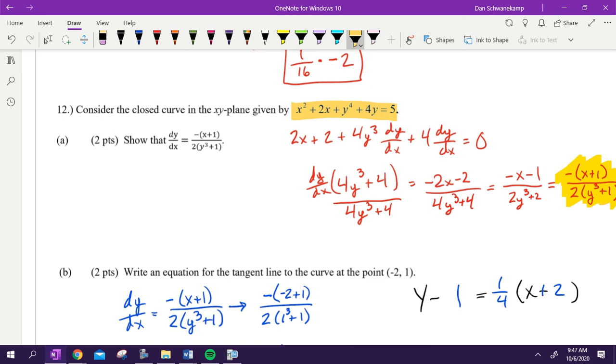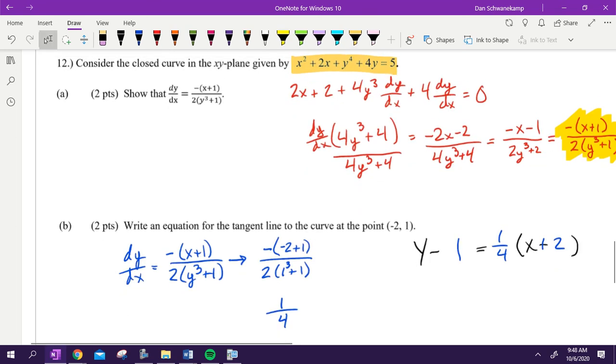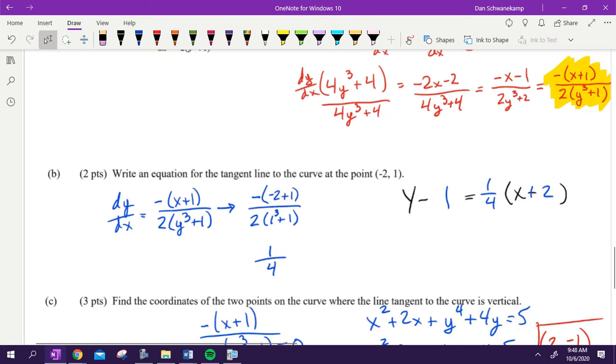Okay, so this would be an example of what they could do. Part A, they made you show the derivative. So that's just getting dy dx by itself. They told you the answer. All you have to do is make sure that it's true. Part B said write an equation of the tangent line. So that one's pretty easy as well. It's just plugging in the point they gave you and then finding the slope by plugging it into dy dx.